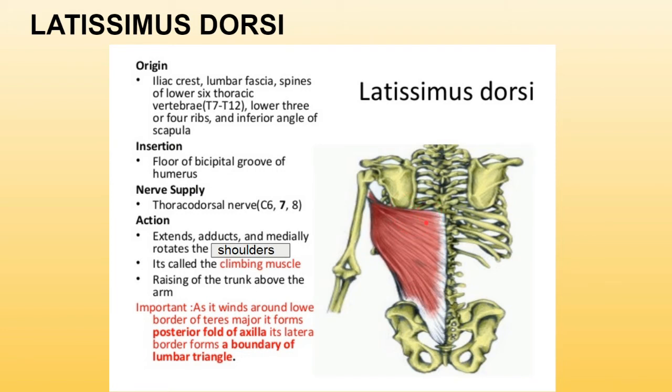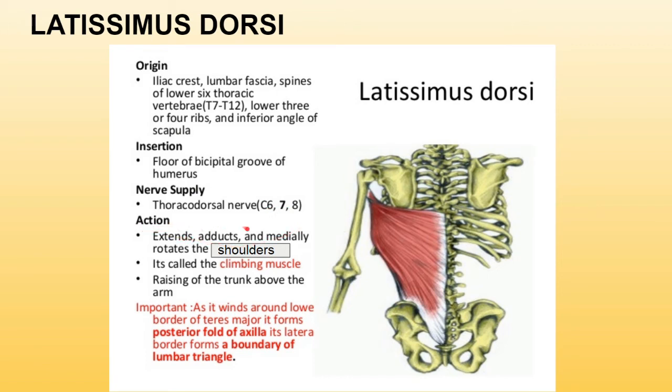So iliac crest, lumbar fascia, T7 to T12 thoracic spines, the lower 4 ribs and the inferior angle of scapula, and insertion is into the floor of bicipital groove of the humerus. As you can see, from the bicipital groove of the humerus, as you can see over here. Now the thoracodorsal nerve is the nerve supply of this. Okay, and the root value is C6 to C8, thoracodorsal nerve.